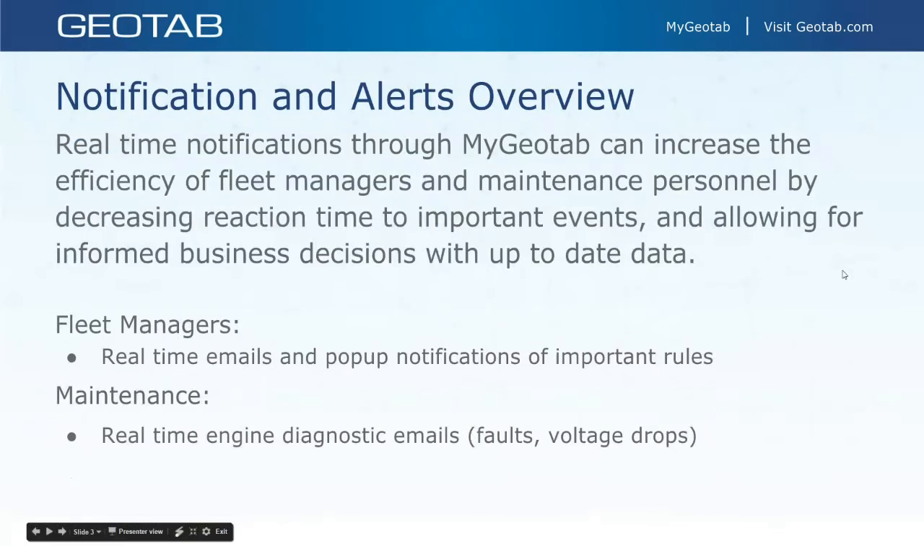So let's jump in and get into notifications and alerts. The idea behind these notifications and alerts is that they can increase the efficiency of fleet managers and maintenance personnel, among others, by decreasing reaction time to important events, and they allow for informed business decisions with up-to-date data. Some examples of that: for a fleet manager, you can get real-time emails and pop-up notifications of important rules. For a maintenance person, real-time engine diagnostic emails, faults, voltage drops, battery levels, check engine lights, things of that nature.